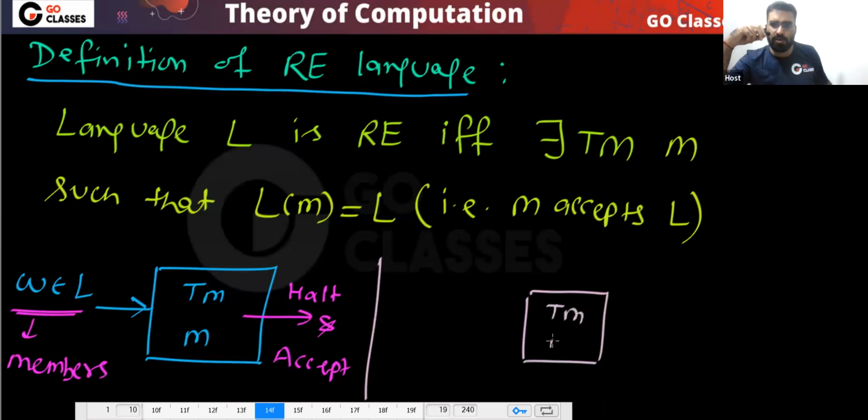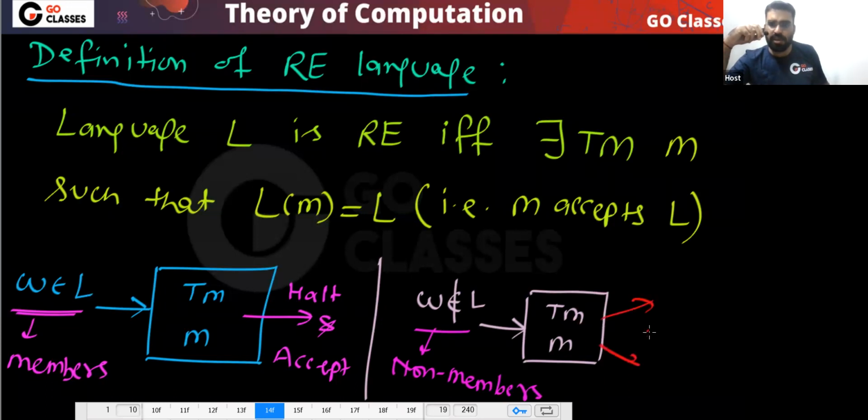If you have a Turing machine M for L, and a string which is not in L, then we really don't care what happens. We don't care if it halts and rejects, or it may never halt, or it may go into an infinite loop.